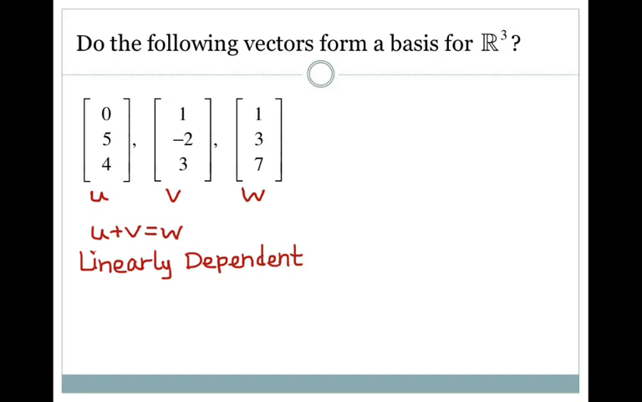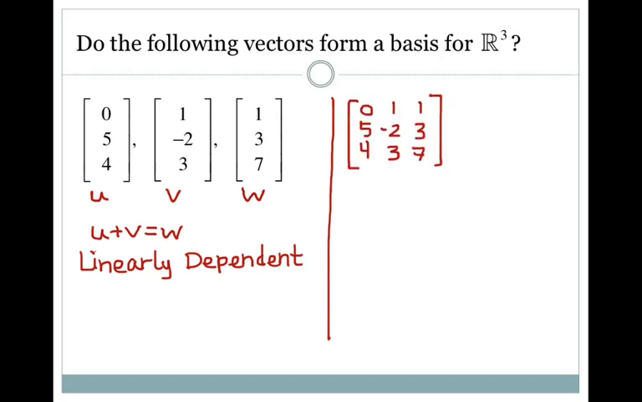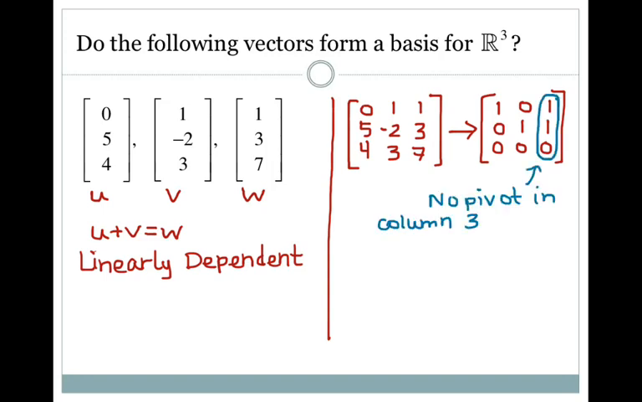Now, you won't always be able to see it so clearly right off the bat, especially if you had several vectors with maybe 5 entries and 5 vectors. You might not see the dependence relation so easily. So let's go through the process you could follow for any set of vectors. Put them into a matrix and row reduce. That's your first step. And now you look at the pivots.